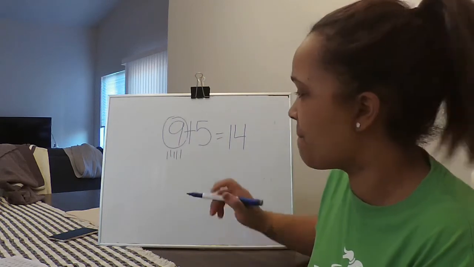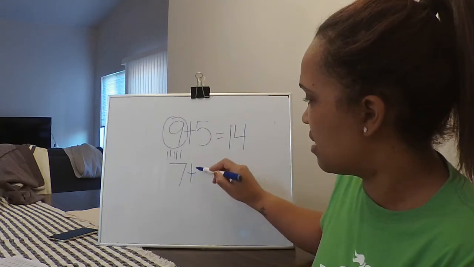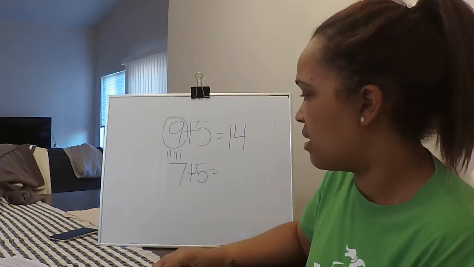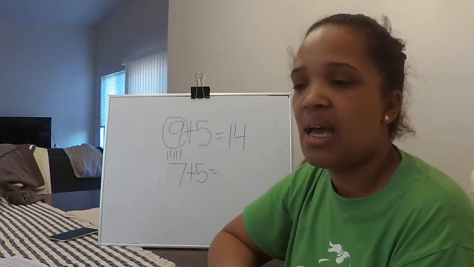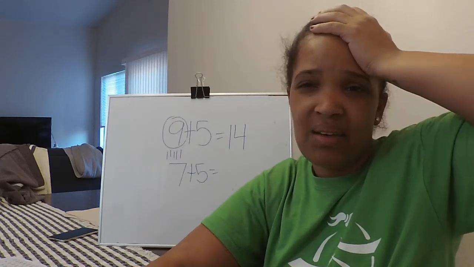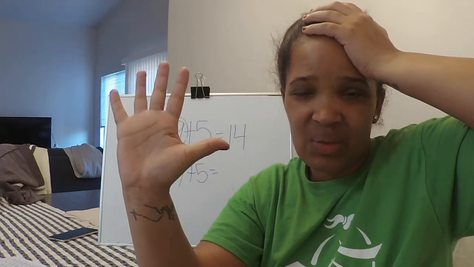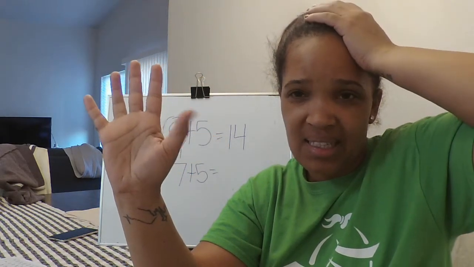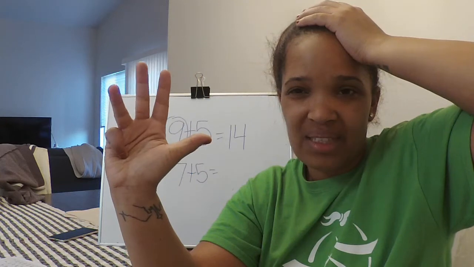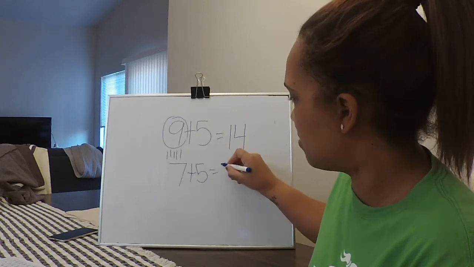Let's try another one. Let's try 7 plus 5. Now I have 7 in my head, and this time I'm not going to write it down. Let's just remind ourselves about how we count on. So 7, I'm going to count 5 fingers, 8, 9, 10, 11, 12. 7's in my head, it's not one of my fingers. So 7, 8, 9, 10, 11, 12. So 7 plus 5 is 12.